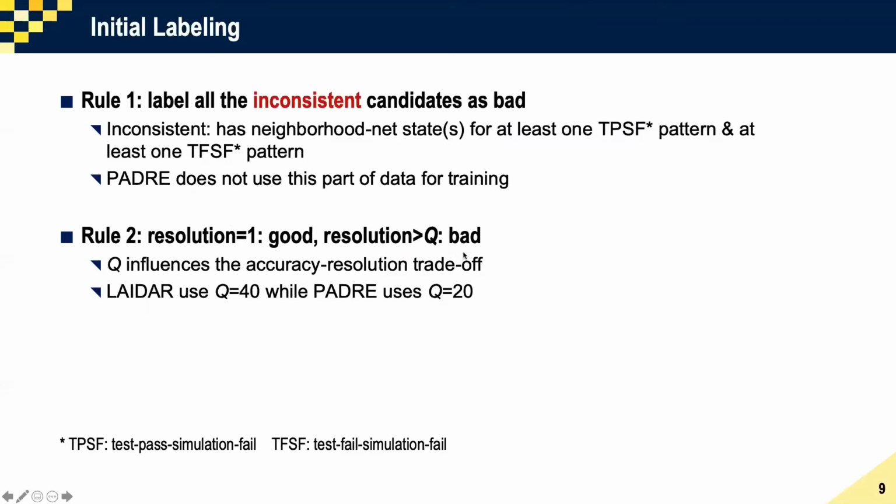Since we have much more labeled data generated by Rule 1 compared to PADRE, we are able to use a much larger Q to achieve a lower mislabeled ratio while guaranteeing a similar amount of labeled data.